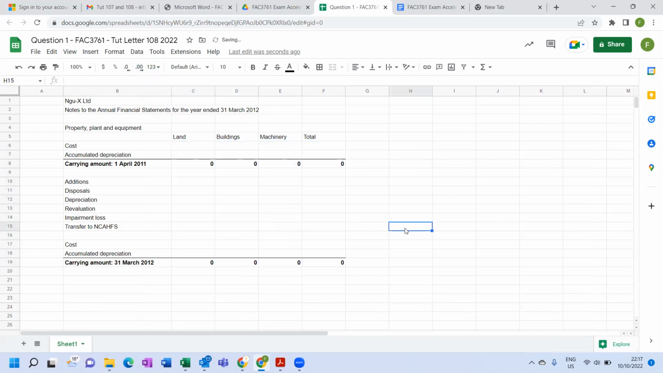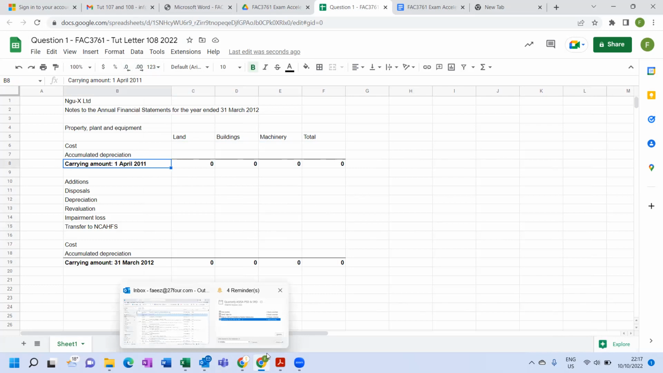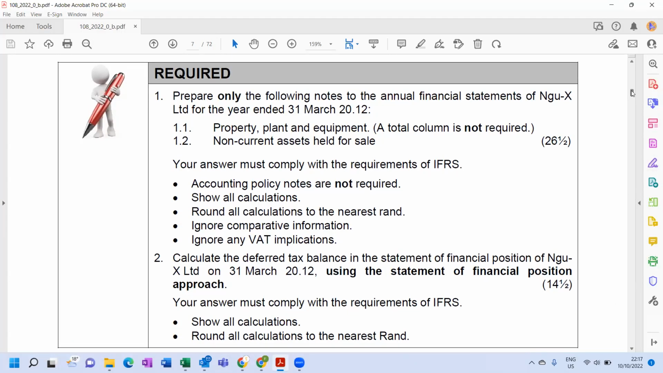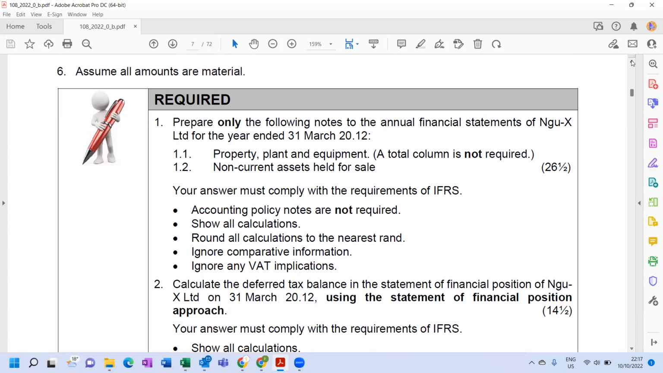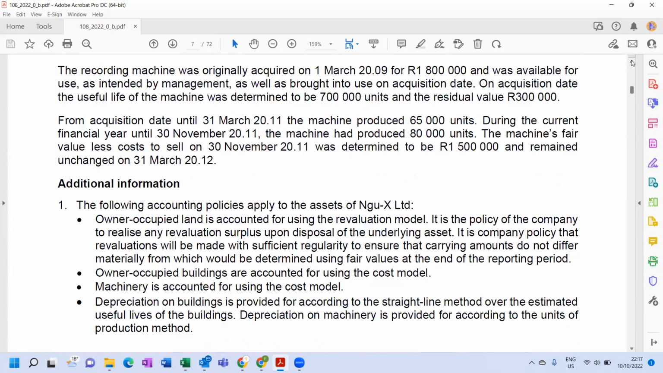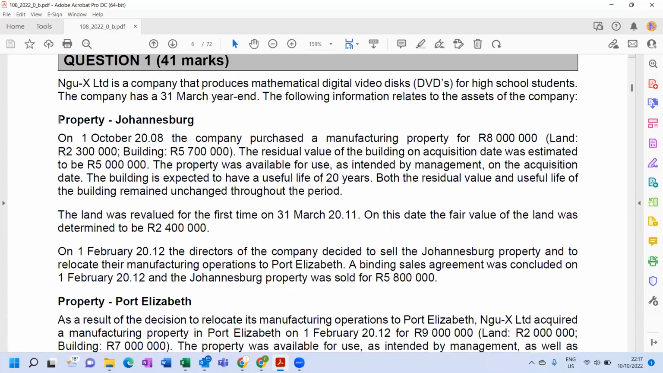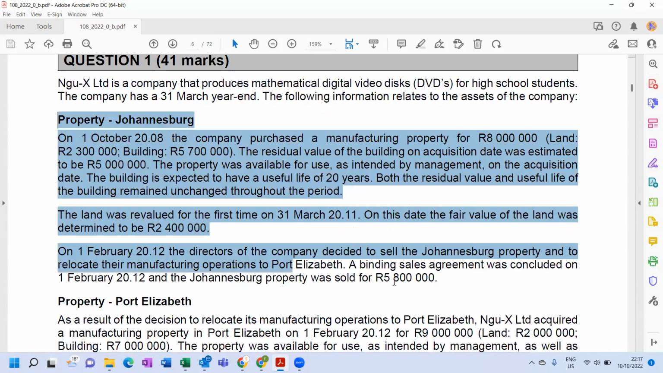I'm going to start with land. Remember, the opening balance is 1 April 2011, which is the same as 31 March 2011, which is last year's closing balance. So all I'm going to do is go line by line, item by item, asset by asset. I'll do this one first, answer everything, then move on to the next.